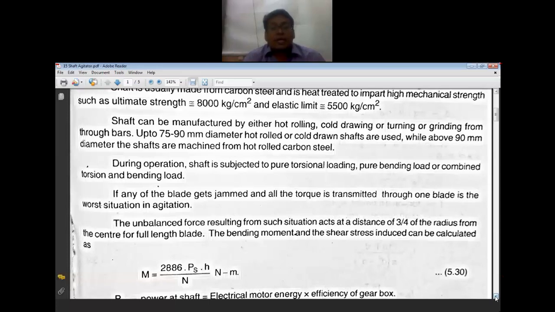Now, during operation, the shaft is subjected to pure torsional loading and pure bending load. What are the different stresses that can act on the shaft?